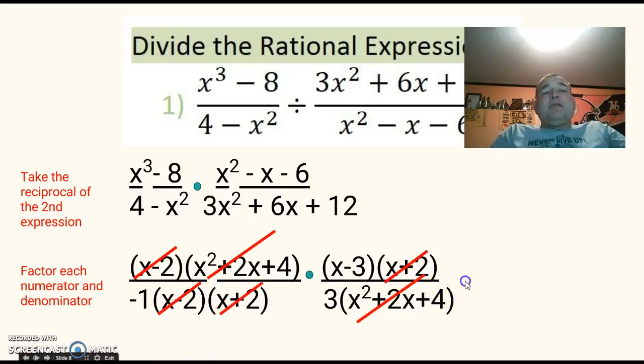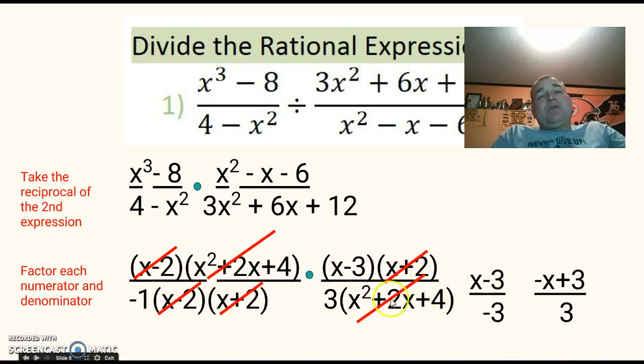So what do you have left? Well, on top you have x minus 3, negative 1 times 3 because they're monomials, negative 3. Or if you want, we really don't like to leave a negative in the denominator, so I just took the negative to the top and distributed it. Negative x plus 3 over 3. I'll take either one of those, and I think Math XL will as well. That is how we multiply and divide and simplify rational expressions.